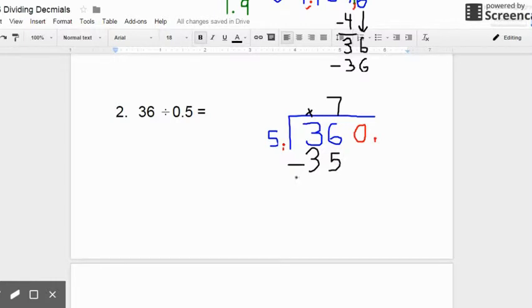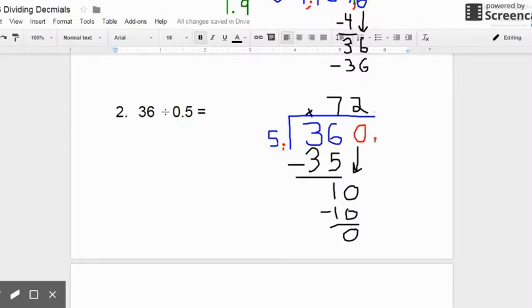I do the subtraction. I get 1. I bring down the 0, and I look, how many times can 5 go into 10? 5 goes into 10 twice. And of course, 5 times 2 is 10. Do the subtraction, of course, we get that 0.